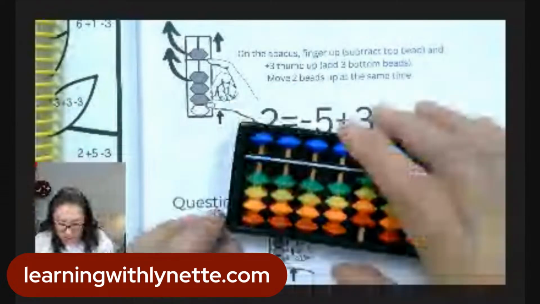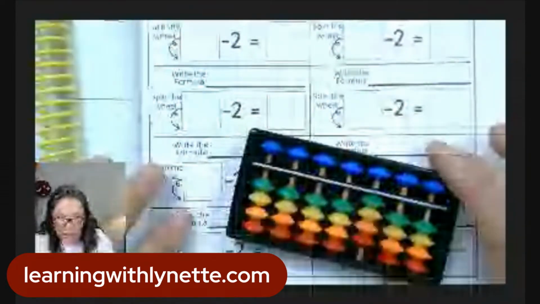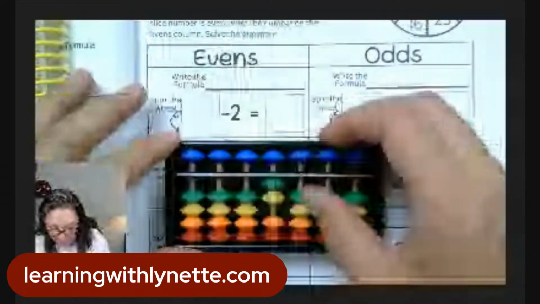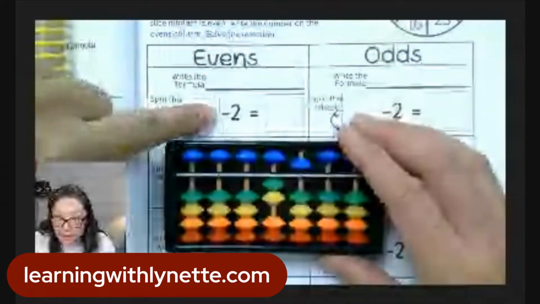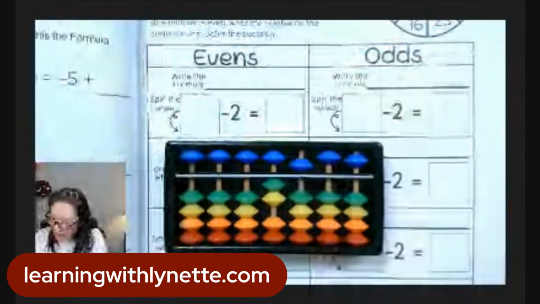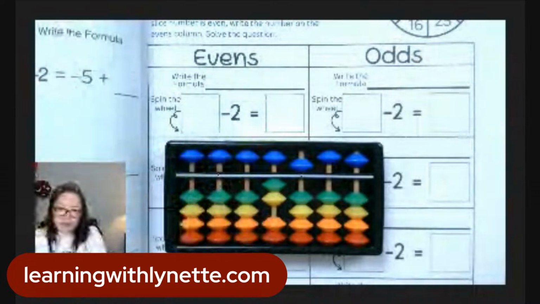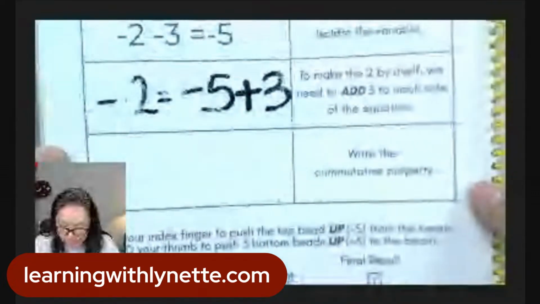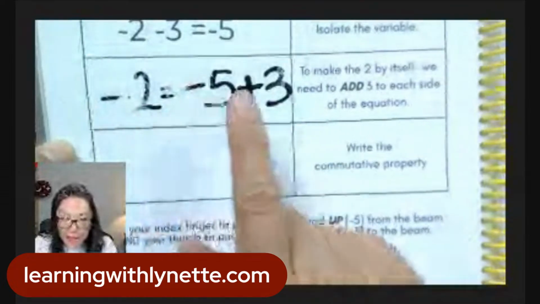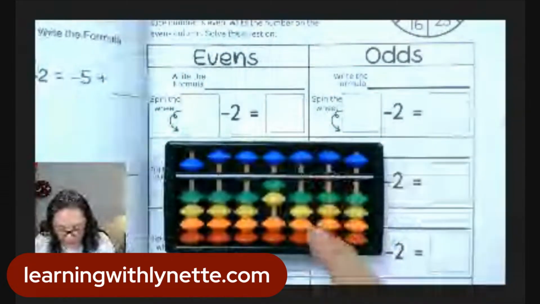Okay, so we can do minus 2. If I had 25, and I need to take away the 2. To take away the 2, what do I do? I need to minus the 2. I will minus the 5 and add the 3. So I minus the 5 and then I add the 3. 1, 2, 3. And that's being added.